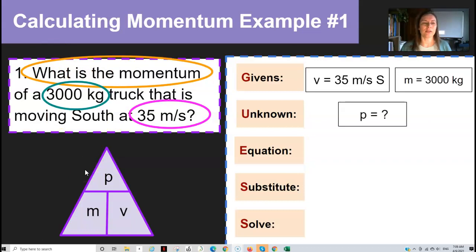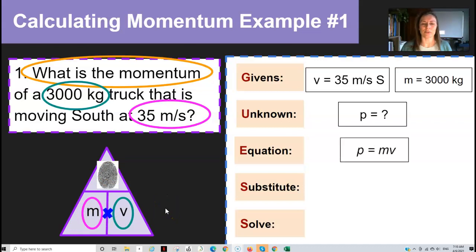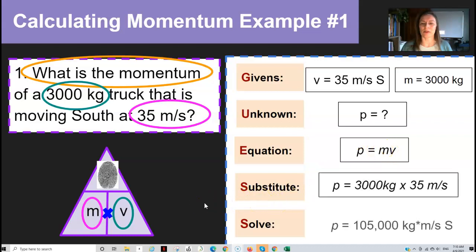That's our unknown. So we're going to use the equation. If we cover up p, that's what we're looking for. We have mass times velocity. All right, so there's our equation. We're going to substitute in the things we know. So we're going to put a 35 where the v is, and a 3,000 kg where the mass is. And then we're going to put that in our calculator and solve. All right, notice the answer has kilograms meters per second, because that's what we had up here. But we also have the direction of south, because momentum is also a vector, because we're getting that direction from the velocity.